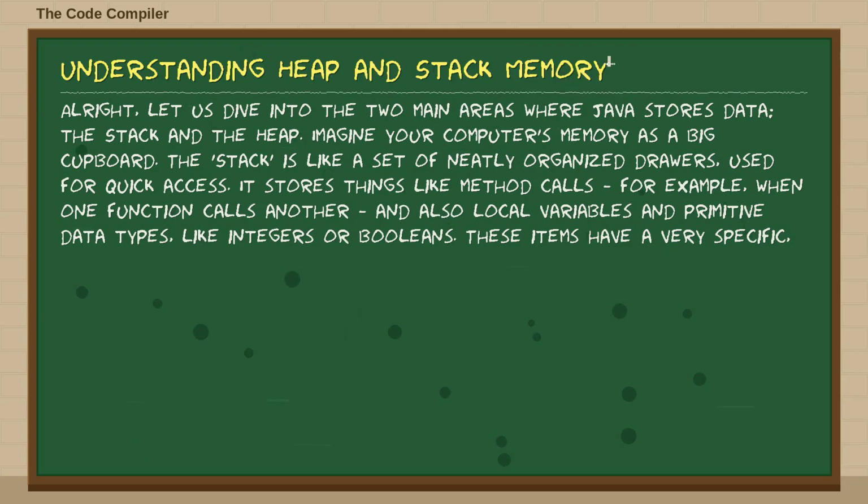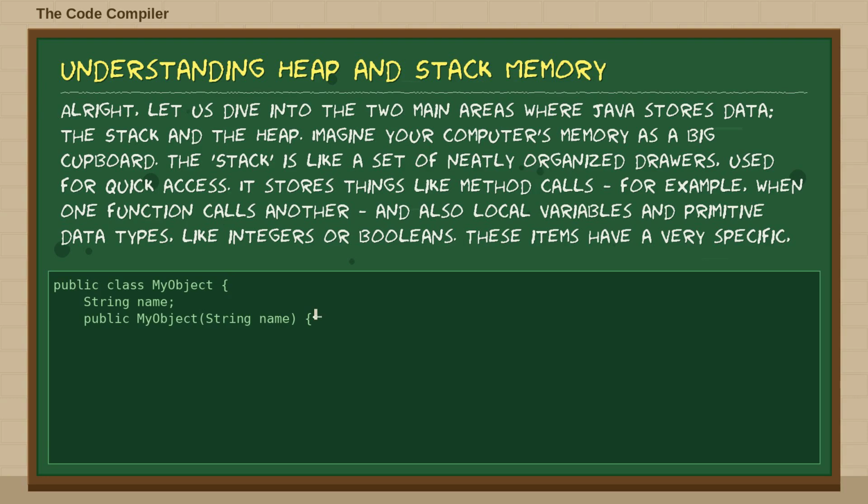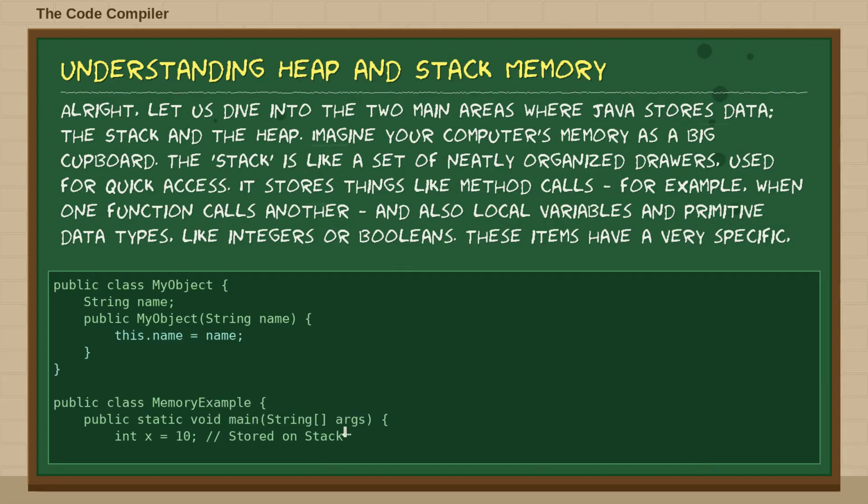On the other hand, the heap is like a much larger, more flexible storage area. This is where all your objects live, such as instances of classes like String or Student. Objects on the heap have a longer, more dynamic lifespan. Understanding this distinction is crucial because it helps you visualize where your program's data resides. Look at this simple code example. Here, the primitive int x goes onto the stack, but the MyObject obj is created on the heap.